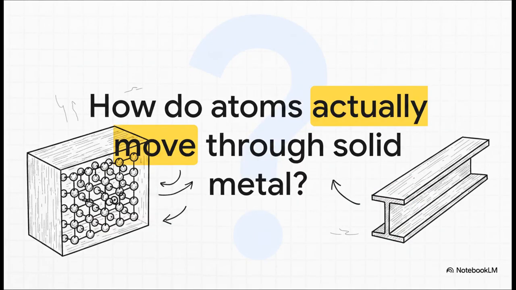Think about a solid steel beam, or maybe a block of aluminum. Intuition tells us that these objects are perfectly static, right? They're solid, hard, and seemingly frozen in place. But I want to challenge that assumption right out of the gate. Down at the microscopic level, these solid objects are actually buzzing with hidden movement. So the big question we're tackling today is, how do atoms actually move through a solid metal?